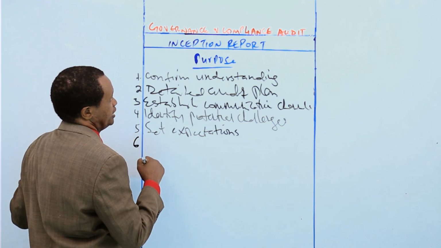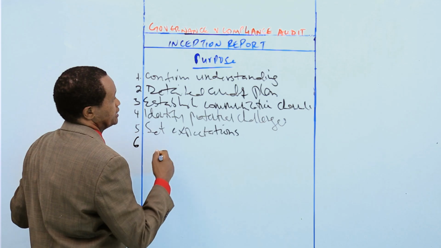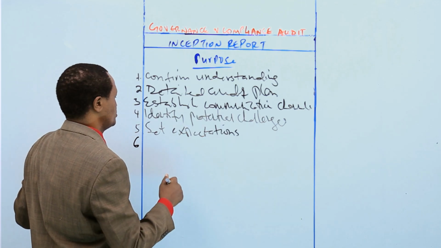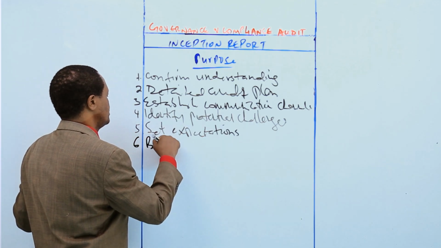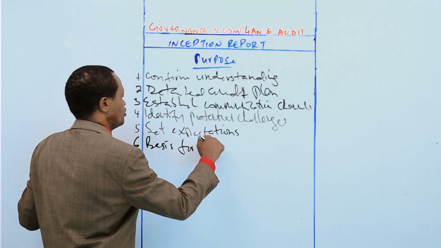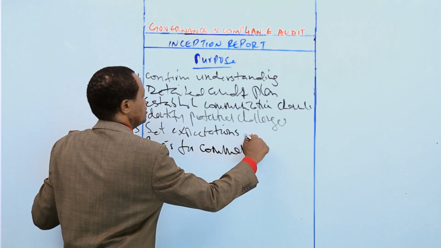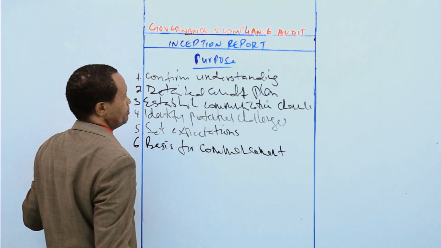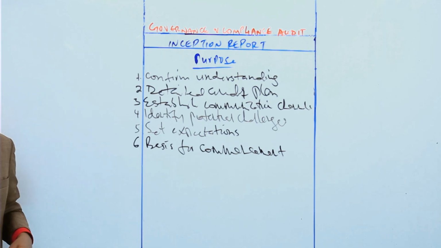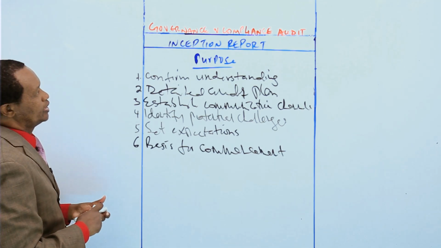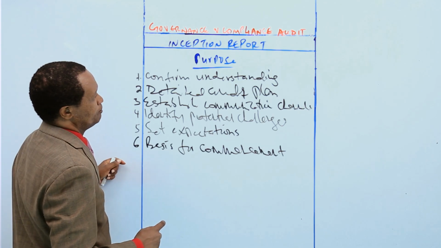6. The Inception report is the basis for commencement of the audit work. It is the basis for commencement of the audit work. It officially marks the operational start of the audit project. So these are 6 reasons why the Inception report is important.